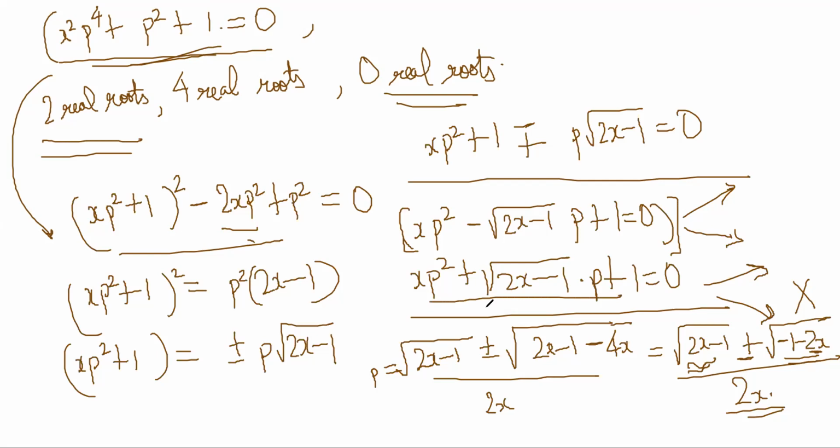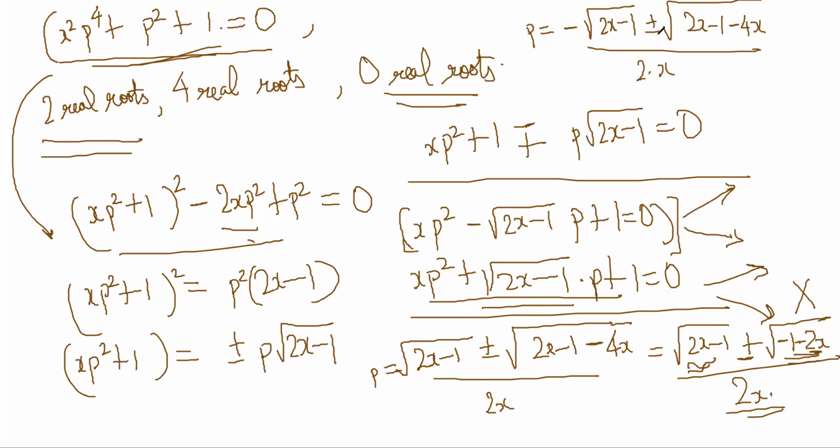Let's look at the second quadratic. The problem is that either this will be real or this will be real, both cannot be real together. So x is positive, x is negative, something will go wrong. If you look at the second quadratic, it becomes p is equal to minus root 2x minus 1 minus 4 times. Again, the same thing is happening, no?